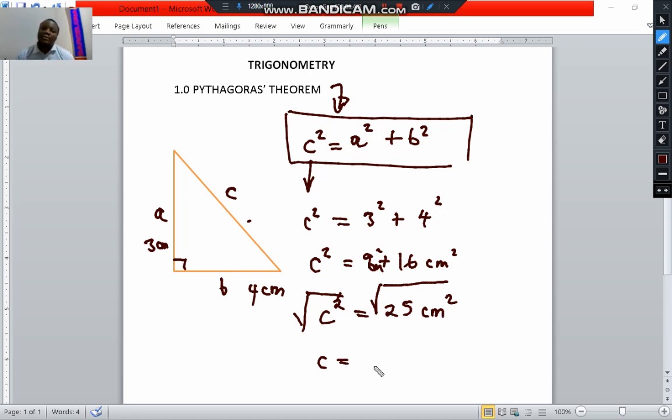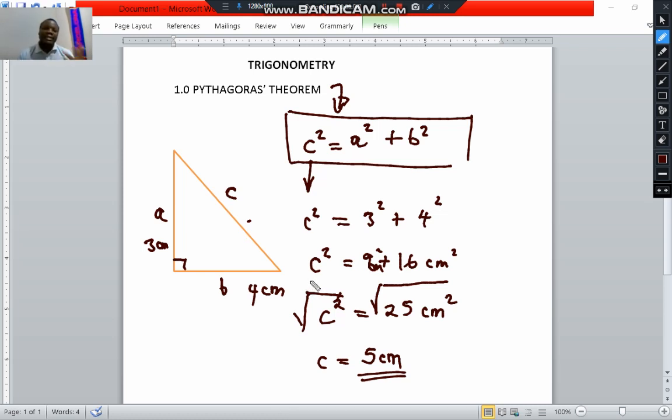Now the square root of 25 is plus or minus, but these are sides that we are looking at. They are non-negative sides. So we'll just say the square root of 25 is 5 centimeters. So it means c is 5 centimeters. So people have gone and looked at different examples.